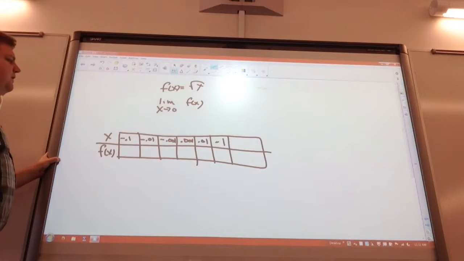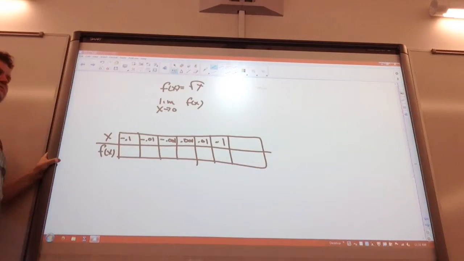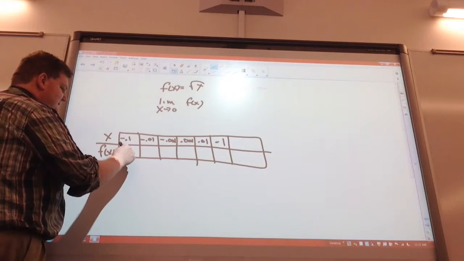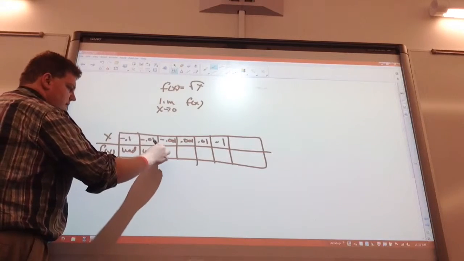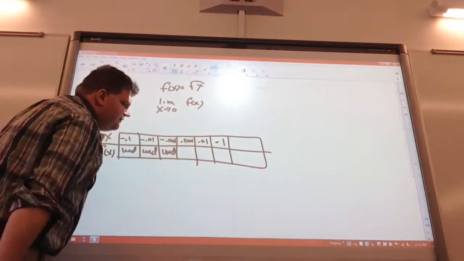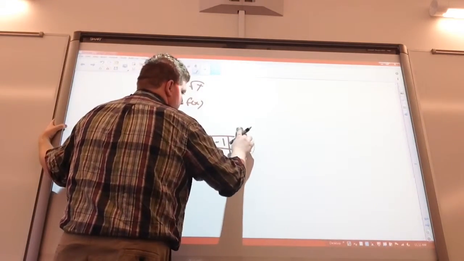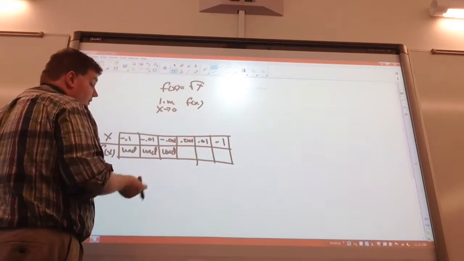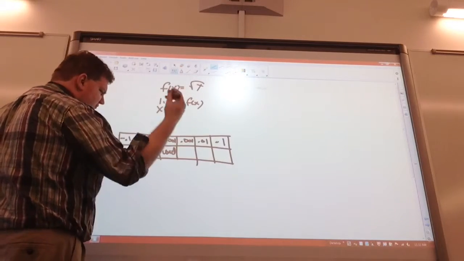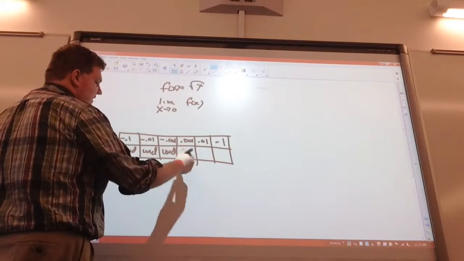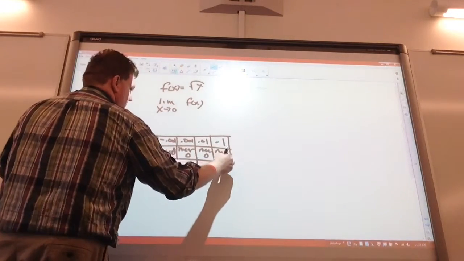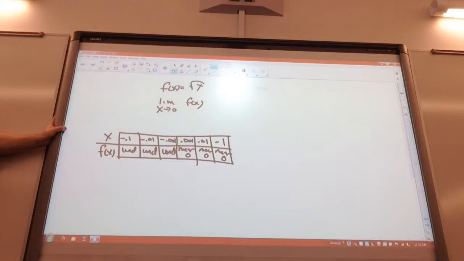What's the problem with these negative answers? They don't exist. Remember, with real numbers, you can't take the square root of a negative number. So this would be basically error or undefined for those three. And then from above, you do actually have an answer for these three here. They get closer and closer to 0. I don't actually know the numbers off the top of my head, but we'll just say near 0, near 0, near 0.